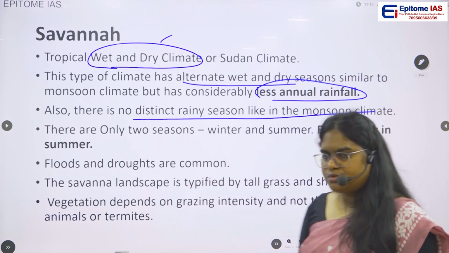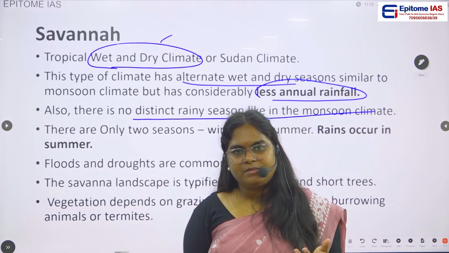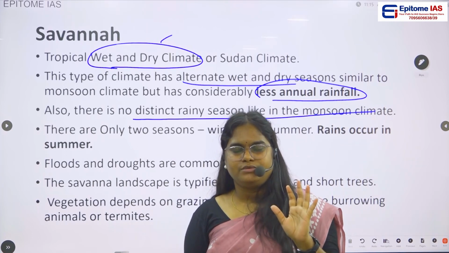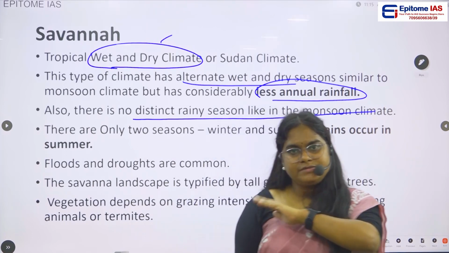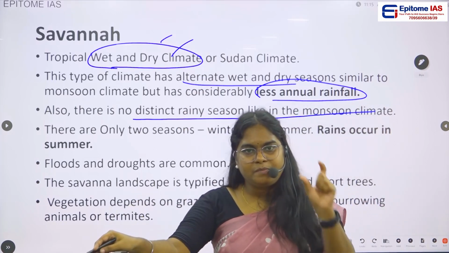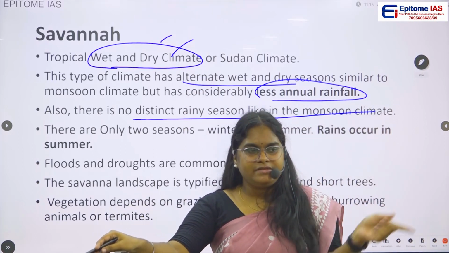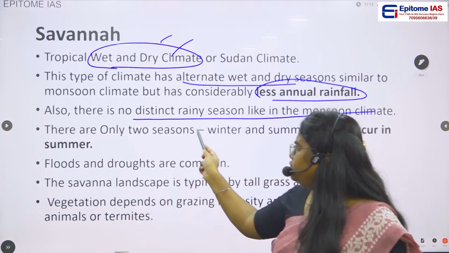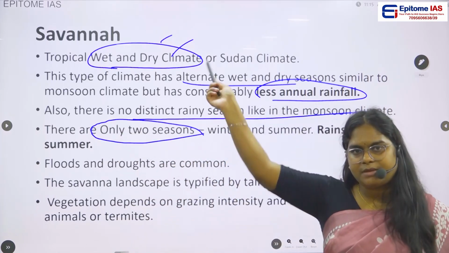As I already told you, in monsoonal type of climate, there is a particular time period from June to September, like that. But in case of this type of climate, Sudan type of climate, there is no particular season. It can rain very irregularly whenever it wants. Okay. Then there are only two seasons here in this type of climate.